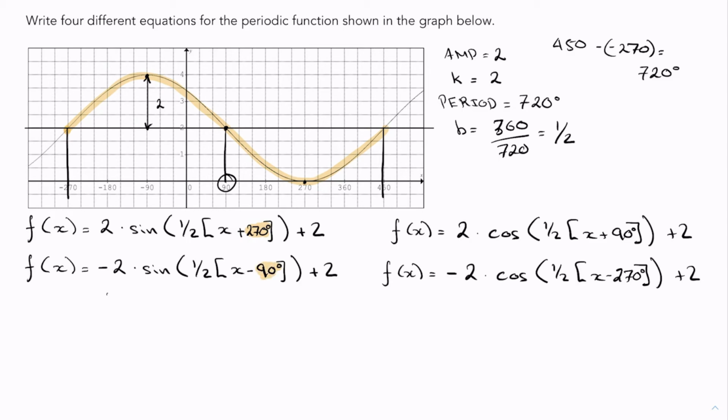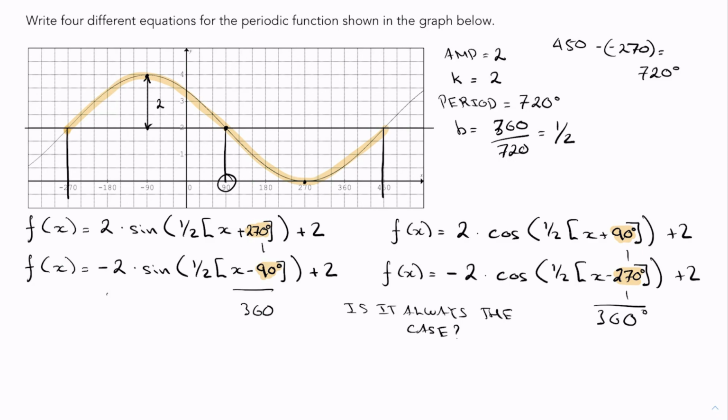By the way, if you haven't noticed, when you take the sum of the absolute values of these phase shifts for both cosine and sine, the positive and the negative, they add up to 360. This and this together is 360. This and this together is also 360. Is it always the case?